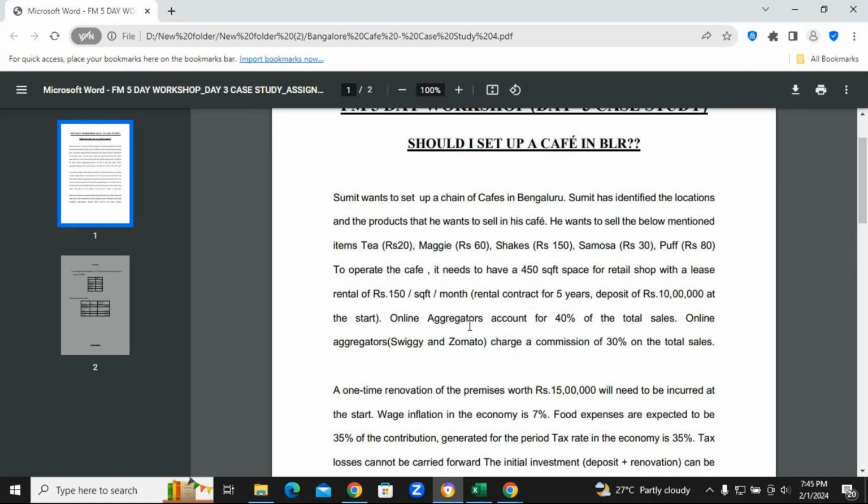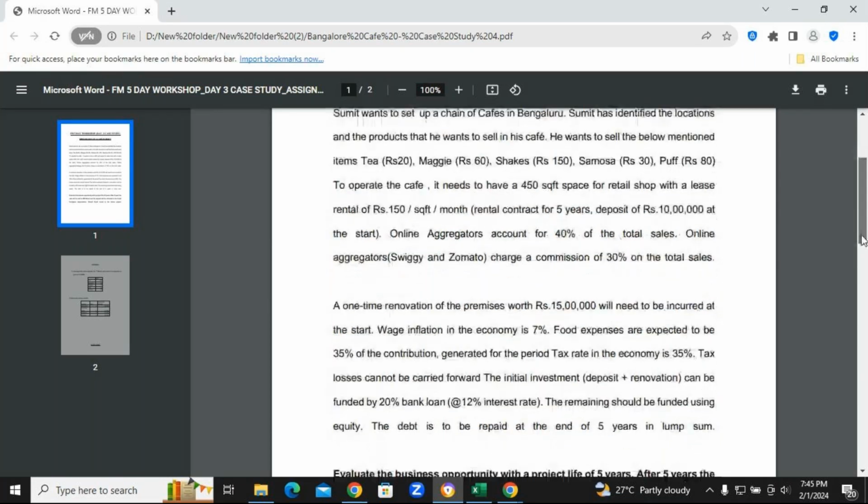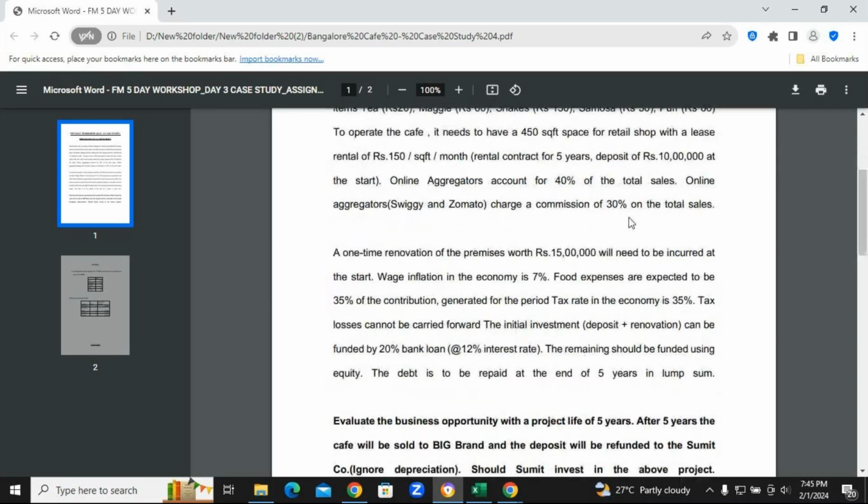Online aggregators account for 40% of the total sales. Online aggregators means Swiggy, Zomato and so on. So he is thinking that 40% of the total sales will go through online aggregators. Online aggregators like Swiggy and Zomato charge a commission of 30% on the total sales. So whatever sales happen through Swiggy and Zomato, for them 30%.